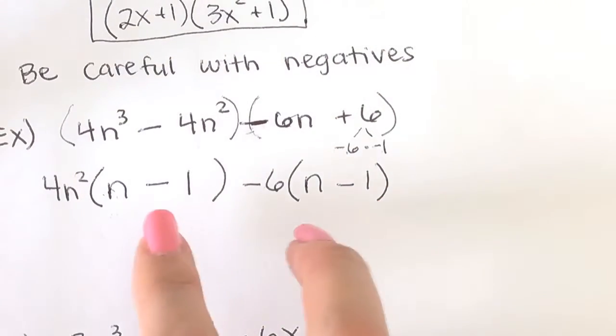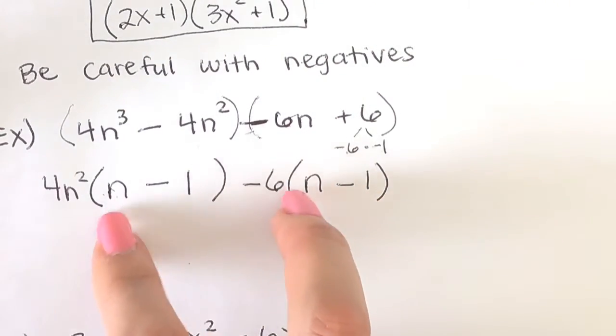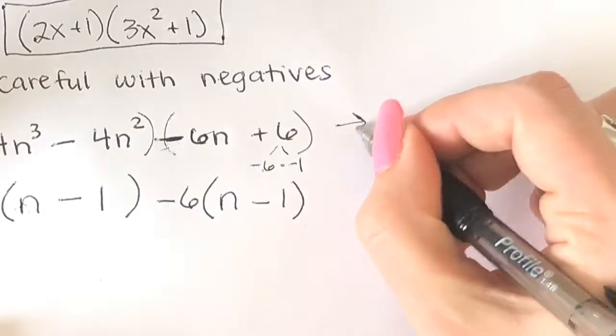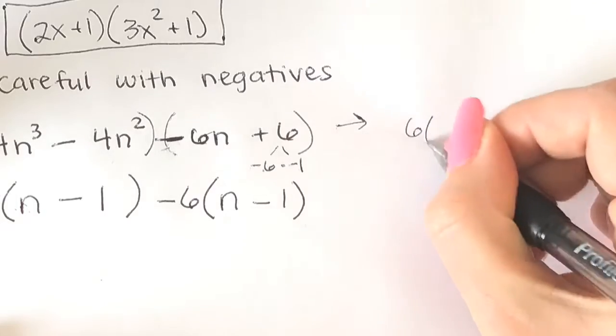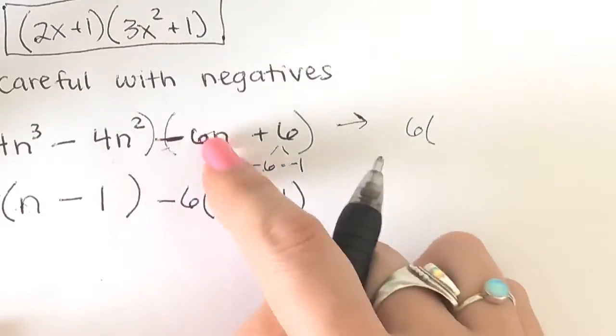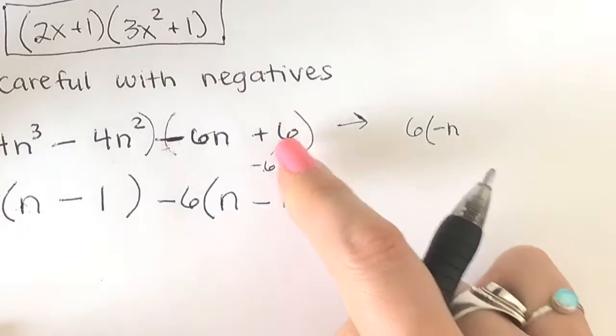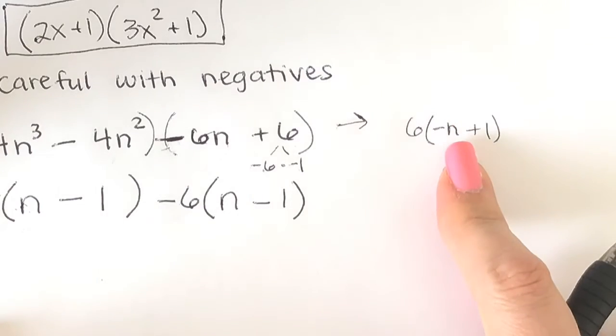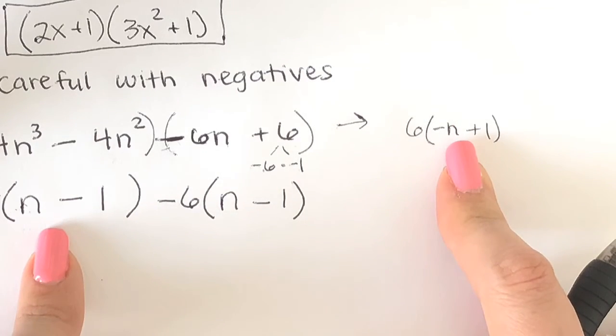But we had to do that to make both groups the same. We have an n-1 now. And if I hadn't, let's just kind of look over here. Let's just say I just took a 6 out and not the negative, I would have been left with a -n. And if I took a 6 away from here, I would have been left with a +1. But -n plus 1 won't match my n-1.